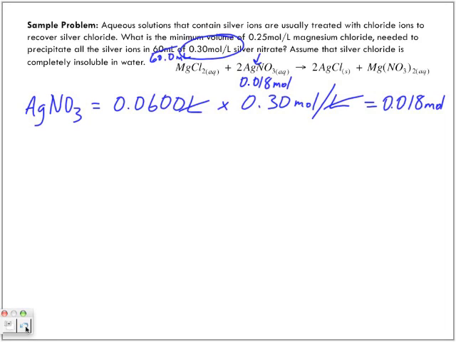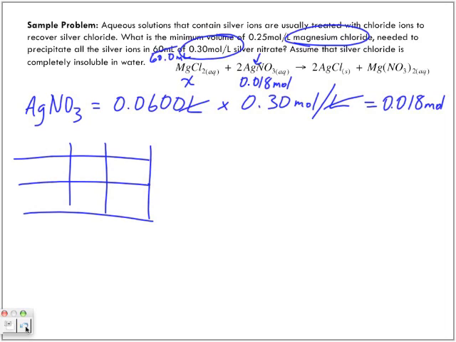Now, we're trying to find the minimum volume of magnesium chloride. What are the minimum moles? The minimum volume of magnesium chloride that we need in order to precipitate all the silver ions. So that's our x, that's our unknown. So using stoichiometry, our unknown is the number of moles x of MgCl2.